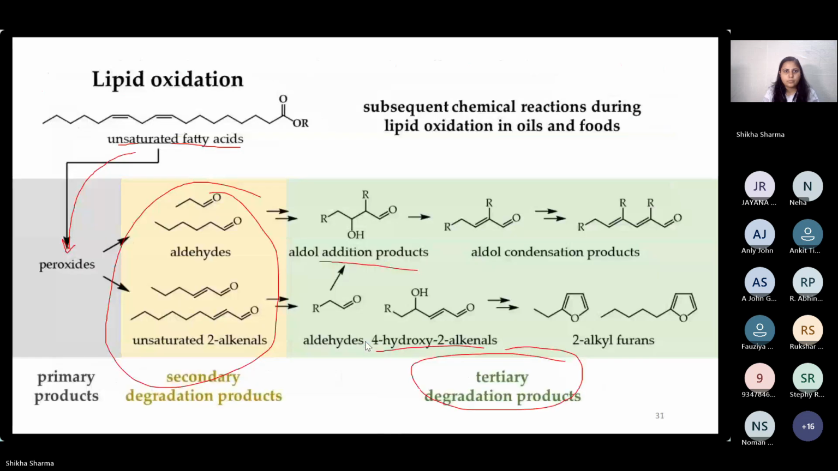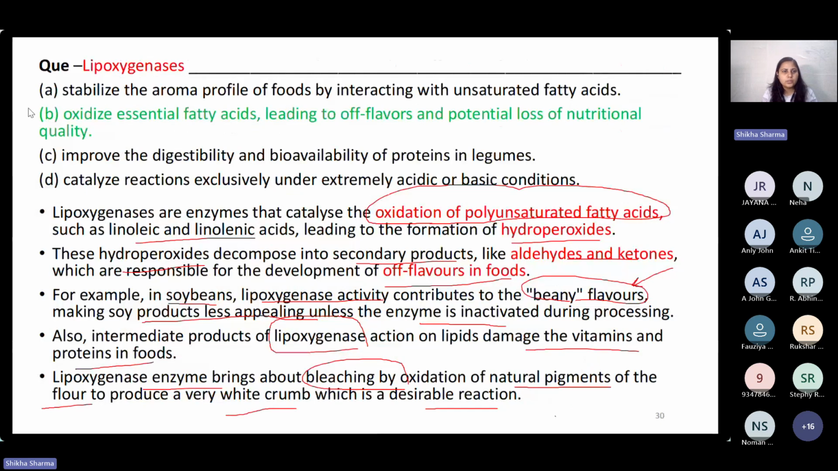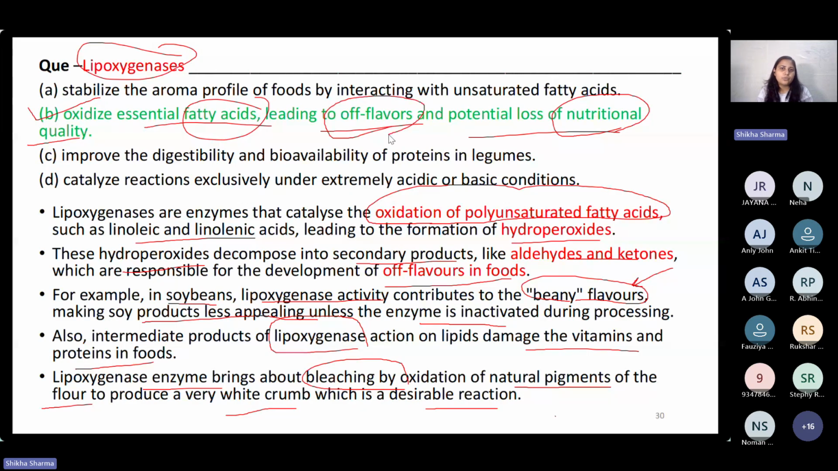So in this question, we have lipoxygenase. It oxidizes the essential fatty acids, which leads to off flavors and potential loss of nutritional quality, because lipoxygenase oxidizes the fatty acids first, and because lipid-protein complexes form, the nutritional property also gets lower, and because of rancidity, the flavor forms. Also with the lipid-protein complex, some flavors can be generated. So overall, the lipoxygenase enzyme affects the essential fatty acids, forming off flavors and low-nutrition food.